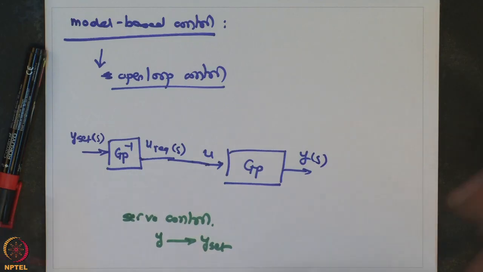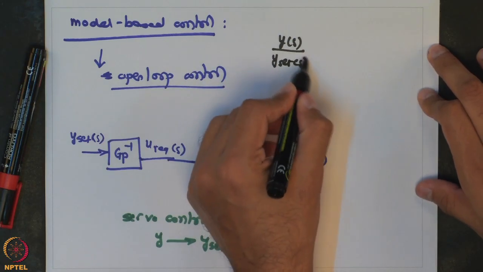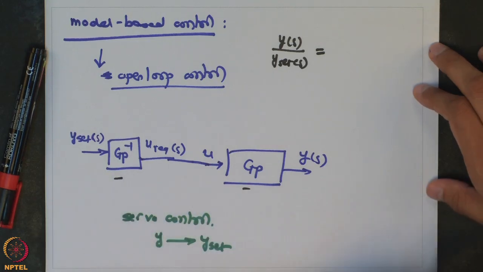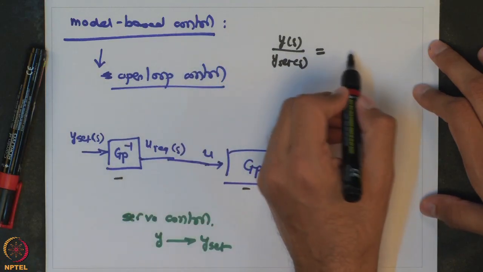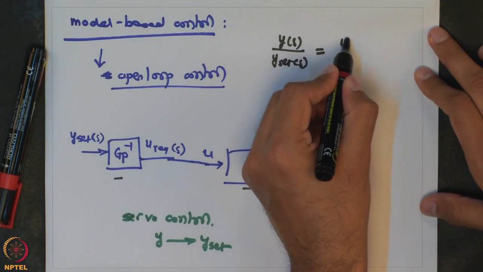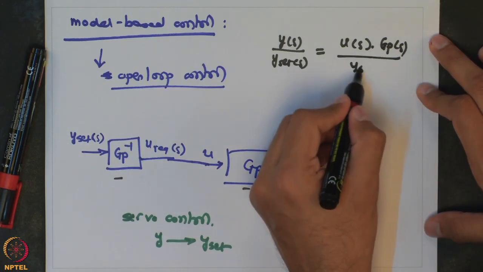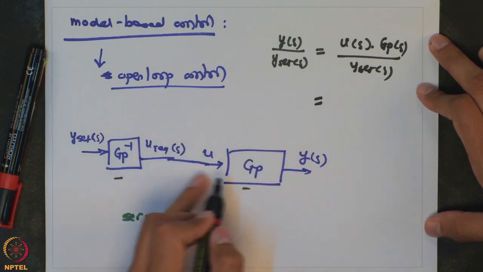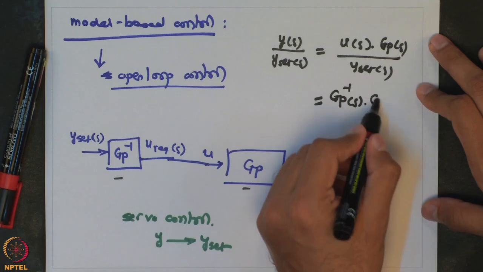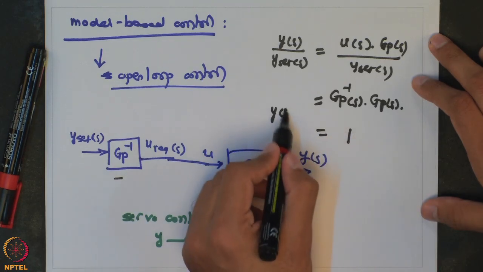So, if you want to write your transfer function between y(s) and y set(s), it is the multiplication of this and this. So, you can see that y(s) is equal to u(s) times Gp(s), over y set(s), and u(s) itself is equal to Gp inverse times y set(s). So, Gp inverse(s), Gp(s), y set(s) and y set(s) get cancelled. So, this is equal to 1.